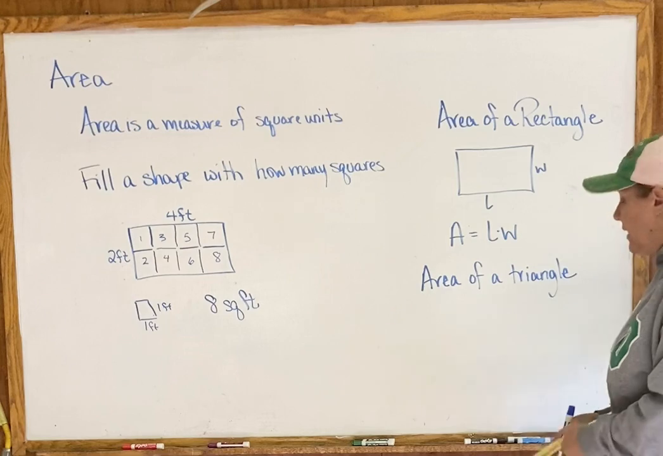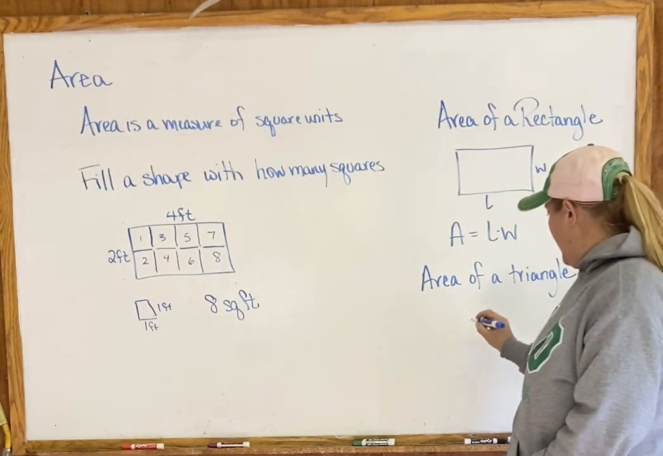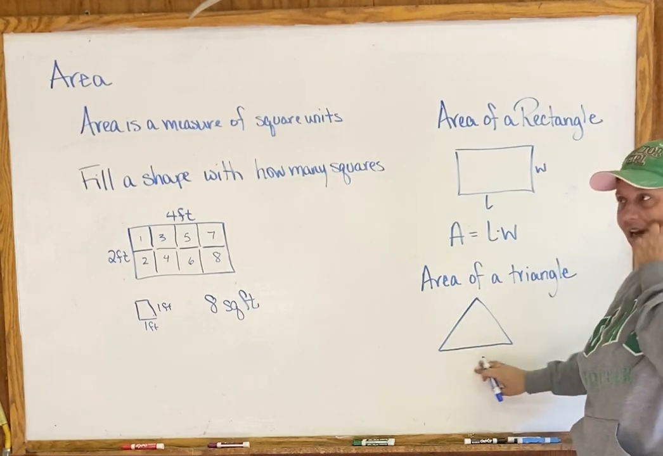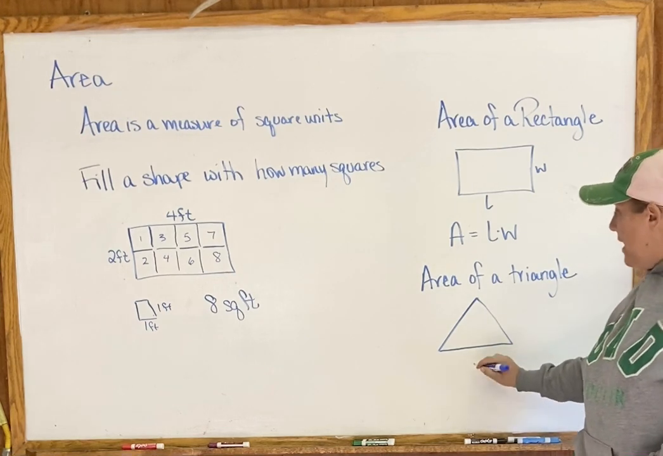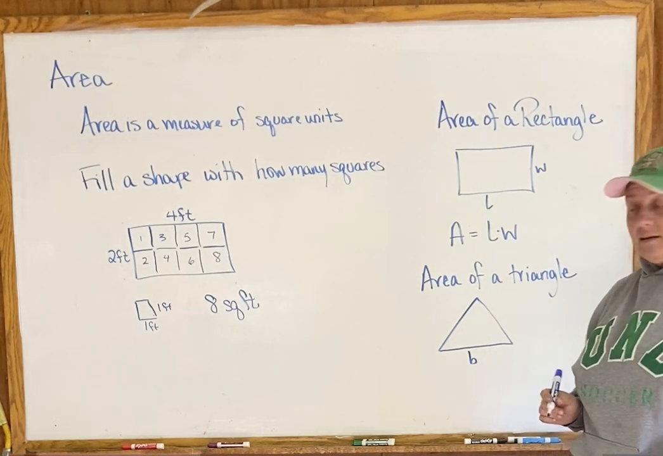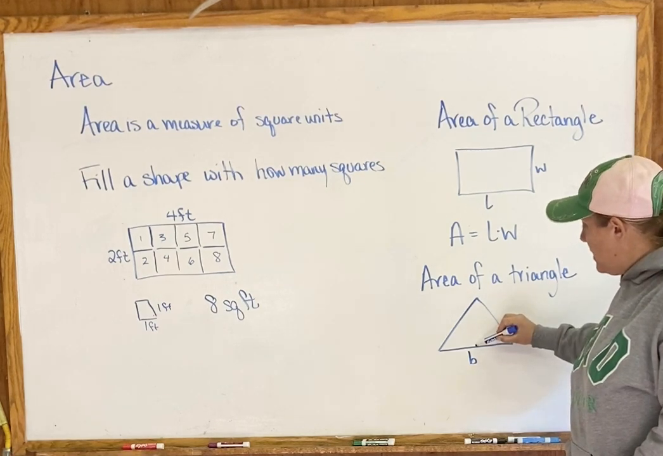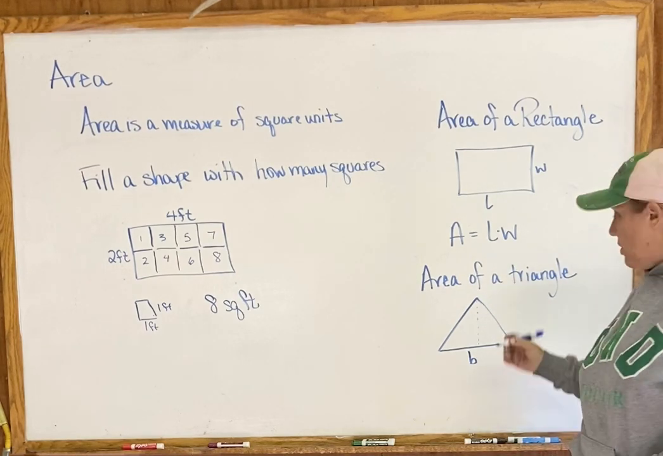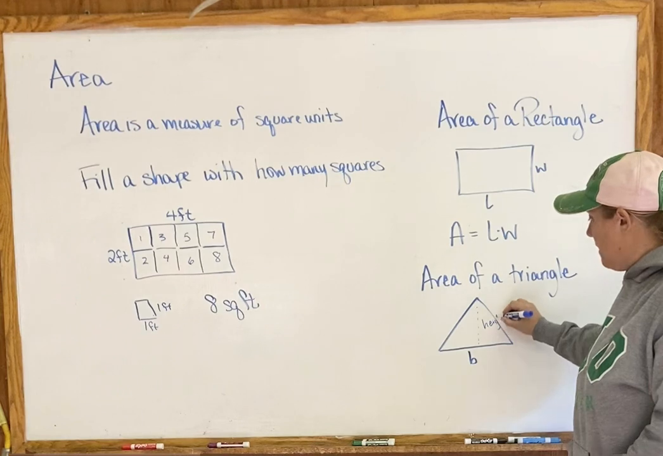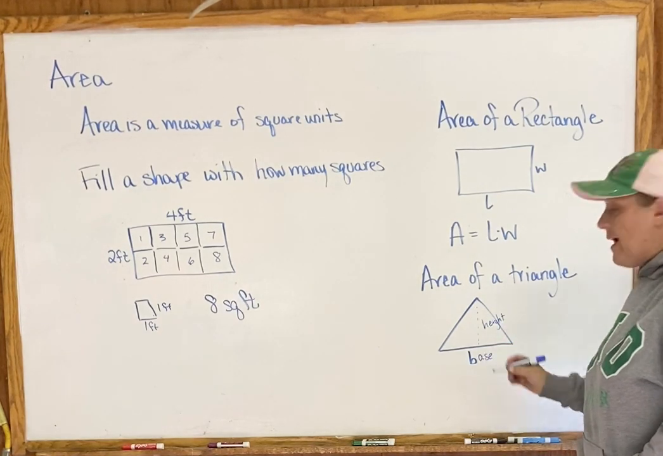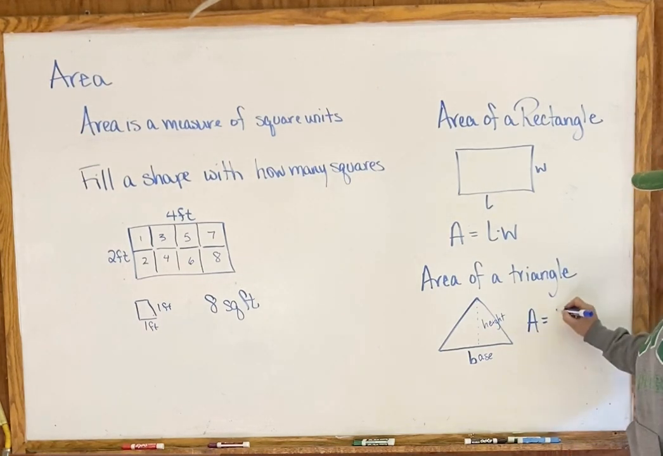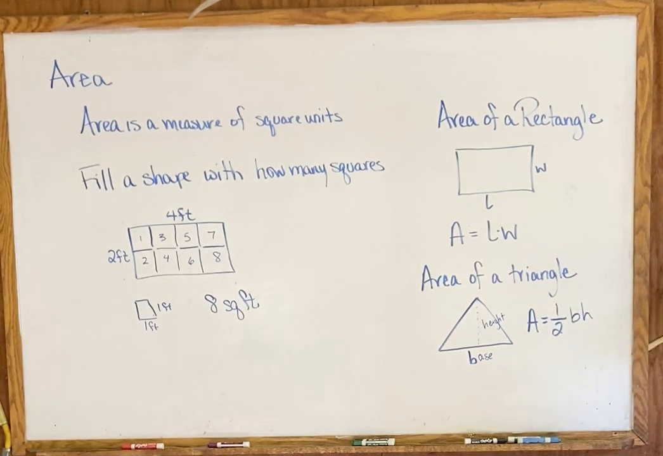Then the next one would be the area of a triangle. When we look at a triangle, we look at it in a little bit different way. You want to make one side lie flat, on the flat side of the paper, and we're going to call this B for the base. The other measurement we need is not these 2 legs, but the height of your triangle. So you have the base and the height. When you go to find the area of a triangle, it's 1/2 base times height.